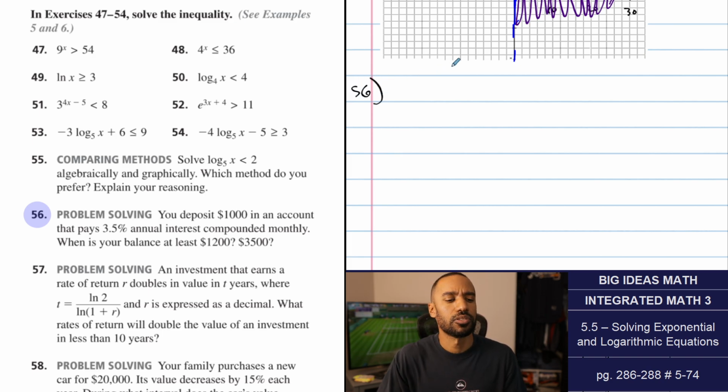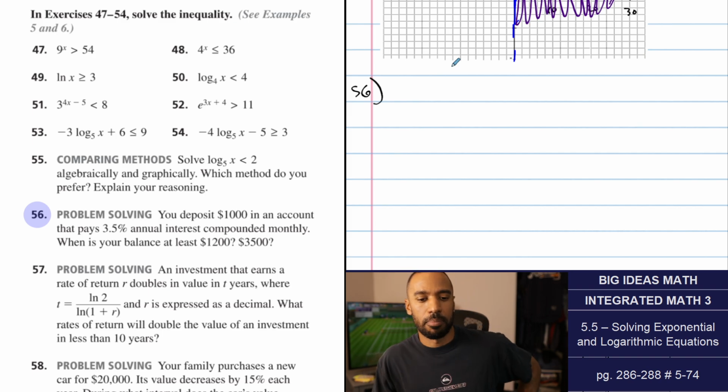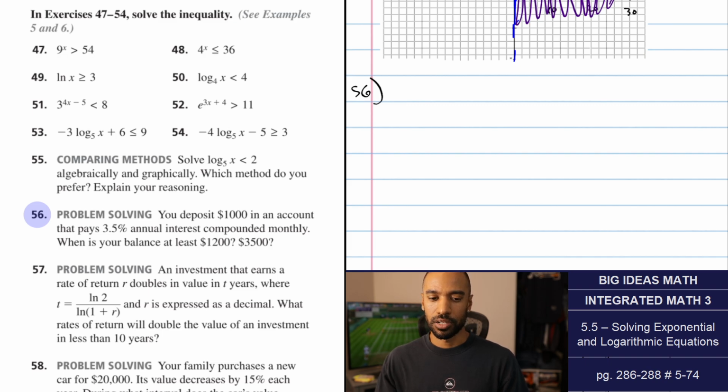Number 56. You deposit $1,000 in an account that pays 3.5% annual interest compounded monthly. When is your balance at least $1,200 and $3,500? So, $1,000 deposited. Now, first of all, we're going to be using this formula here.